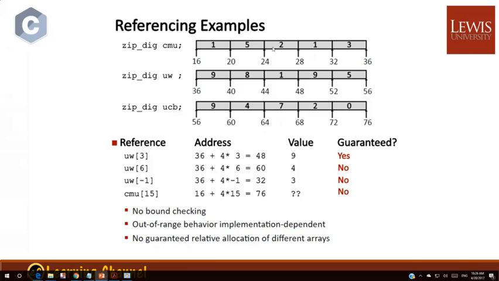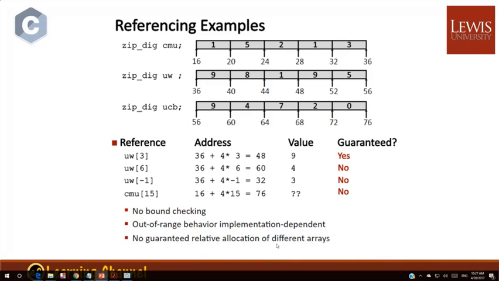No, I'm sorry. 0, 1, 2, 3, 4, 5, 6, 7, 8, 9. So this is 14. 15 is out of bound. Out of bound, it may return you a value, it may not. So there's no guarantee, but we put the question mark here. For the C language, there may or may not be boundary checking, depending on the installation of the compiler. Out-of-range behavior is implementation dependent.